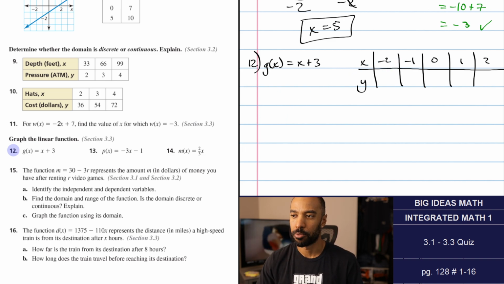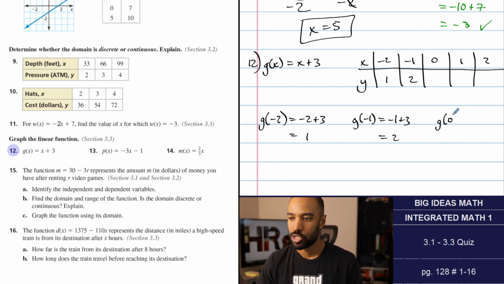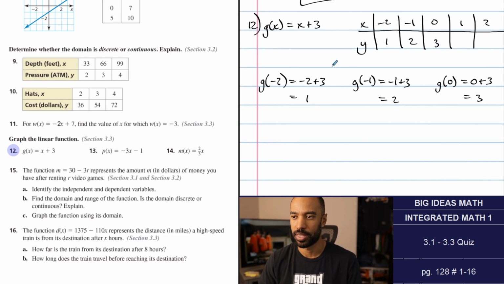Now, like I stated, I'm going to be showing you the inputs here. g of negative 2 means we do negative 2 plus 3, and that's 1. Therefore, the y value is 1 and x is negative 2. g of negative 1 is negative 1 plus 3, which is 2. g of 0 is 0 plus 3, which is 3. You'll get used to the fact that when x is 0, y is just the constant value because the x term goes away even if it multiplies by something. So it's just 3 in that case.